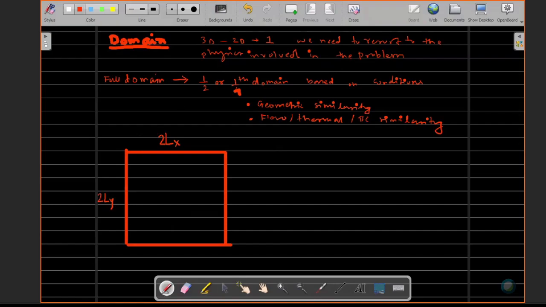But that is only one condition. You should also have a flow similarity or thermal similarity. Suppose, for example, you have been given some temperature T naught here, some temperature T naught here, and suppose you have been given an insulation boundary condition, del T by del x is equal to 0.